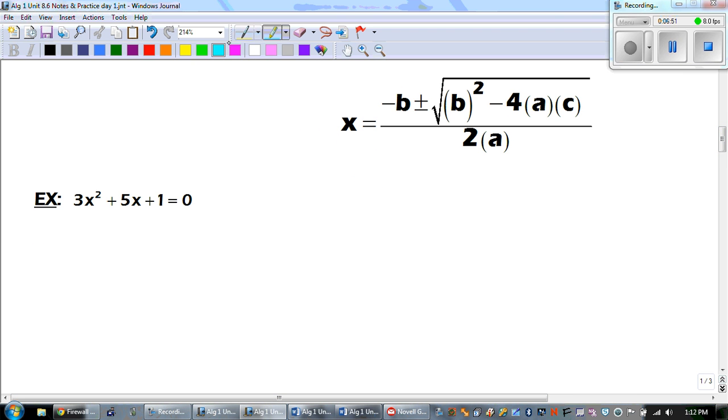The nice thing is, in the first one, that it's already set equal to 0. So I need to know, what does A equal, what does B equal, and what does C equal? Well, A equals 3, B equals 5, and C equals 1.